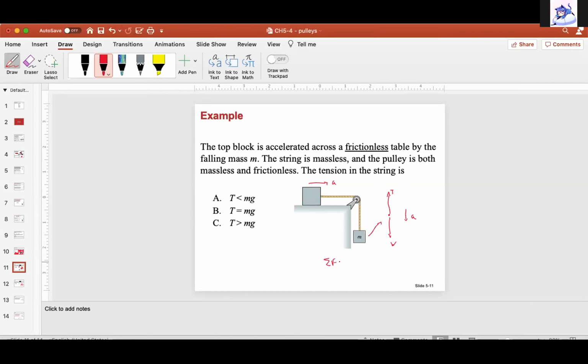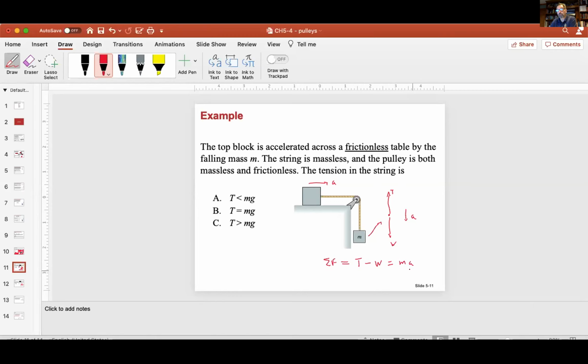Question? Acting on the mass, the sum of the forces is in the y direction: tension up minus weight. Those are the forces I can sum to get the net force. There are only two this time, so it's a pretty easy sum. That's equal to mass times acceleration.